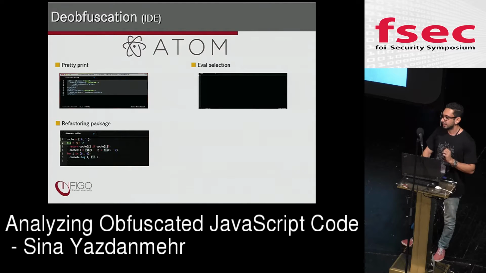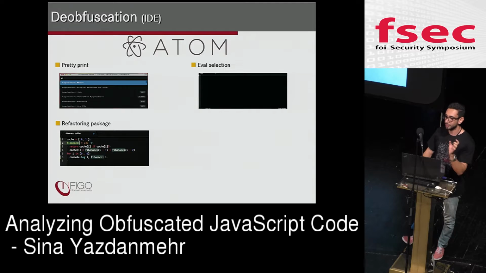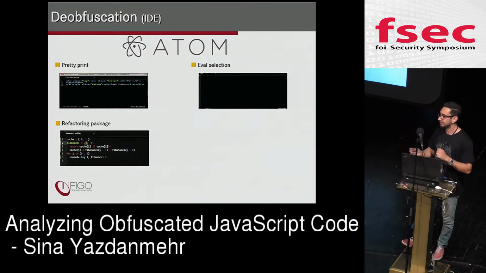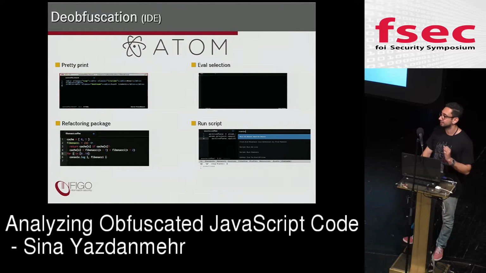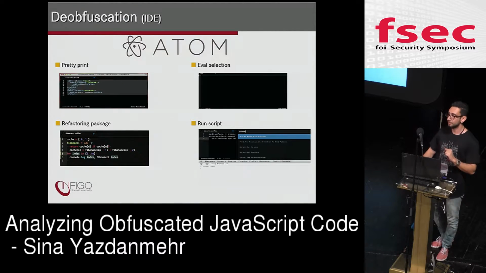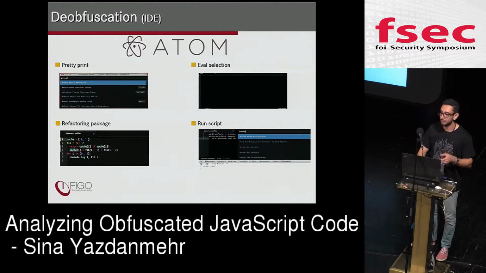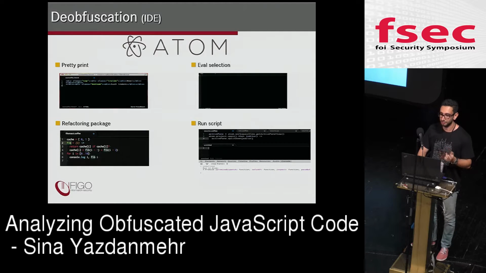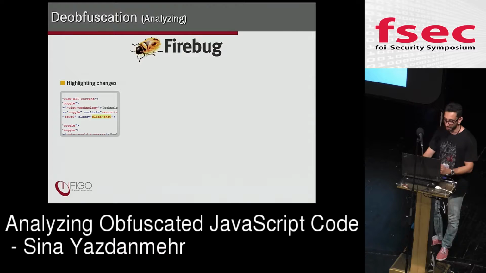You can just select that part of code and execute it in a different context. It provides a refactoring package. For example, for refactoring names, you select the variable name, rename it, and the variable name gets renamed in the whole of your code. You can run a whole script in a different context of your browser, because if you want to analyze malicious JavaScript code, it doesn't make sense to run it directly in your own browser.